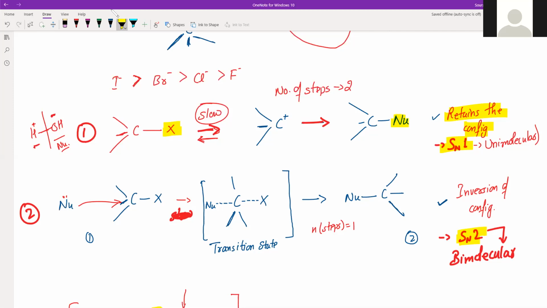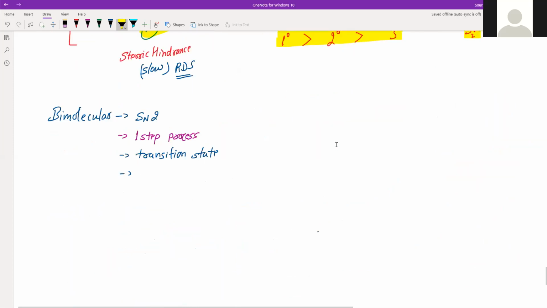But in SN2, as you can see here, the nucleophile attacks from the opposite side of the halogen, right? And that's why the product which is formed is of just opposite orientation or configuration. That's why we say that there is an inversion of configuration involved in this type of reaction. So these are the salient features of a bimolecular reaction. So the last one is that it involves inversion of configuration.